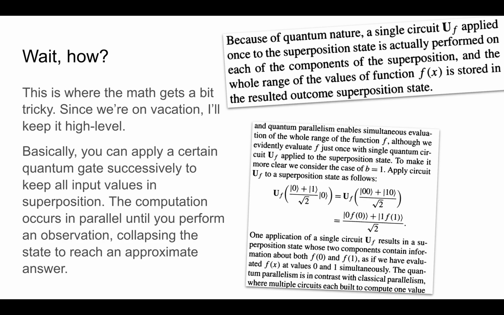And then you can perform an observation, and you collapse the state to reach what turns out to be an approximate answer. So this sounds like different threads in a single computer. Yeah, and the physical way to think about this is that it's basically a wave, where the particles emit waves that interfere in a certain way. Imagine if we had light that was super smart, and the light had these interference patterns when it interacted.